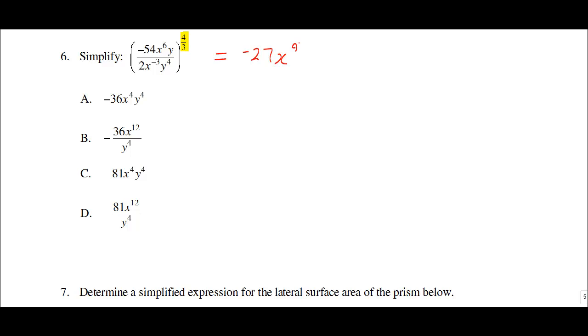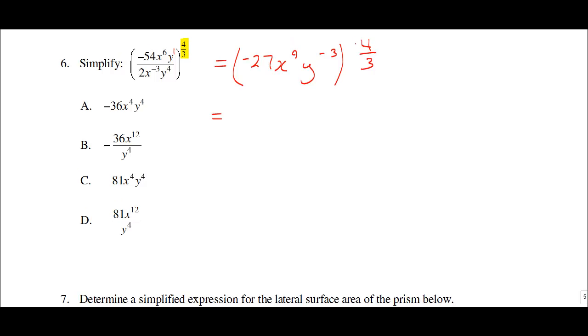Okay, now we're on to the y's. Again, the bases are being divided, so we're going to subtract the exponents. Remember, this is a 1 right here. So we have 1 minus 4, which would give you y to the negative 3, like so. I'm going to leave it like that. A little reminder: we never want to have negative exponents, but because I'm not done, I'm just going to leave that like so.